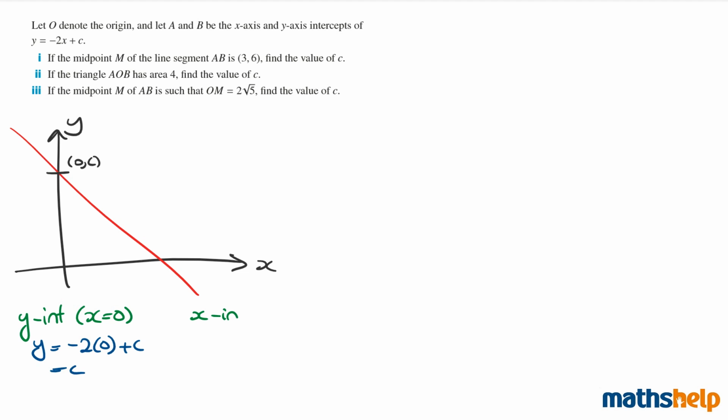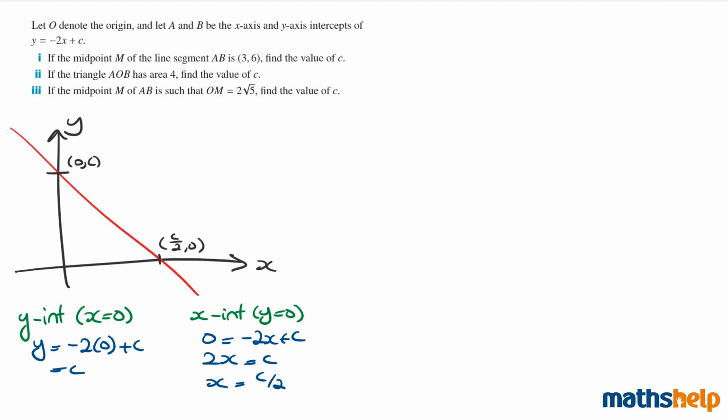To find the x-intercept, we let y is equal to 0. So that's going to be 0 is equal to minus 2x plus c, which means 2x is equal to c. Solving for x, we're going to get c on 2. So our x-intercept is going to have the coordinate c on 2 and 0.